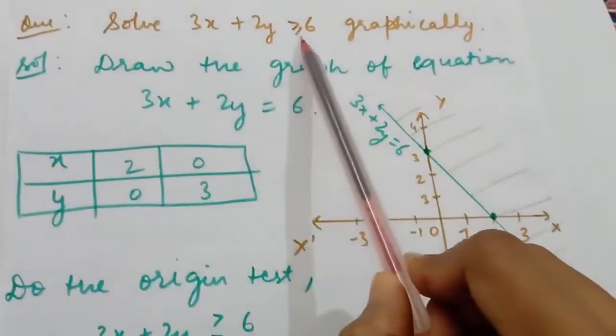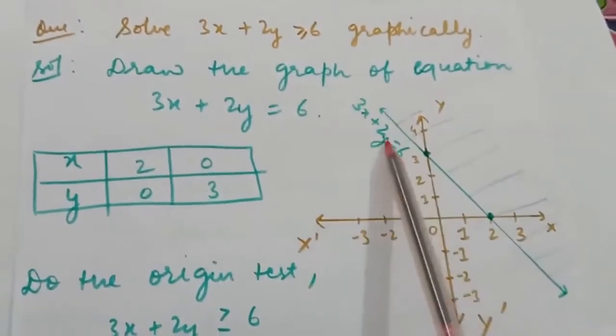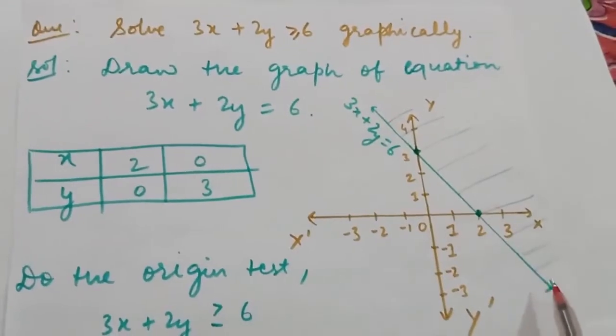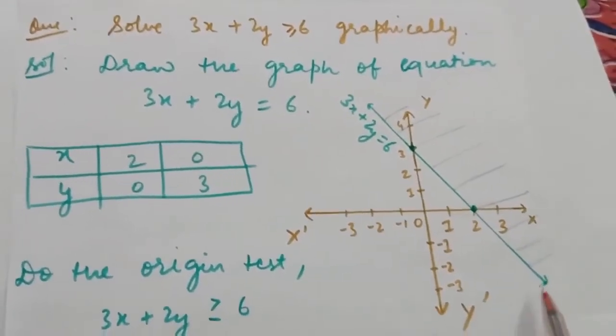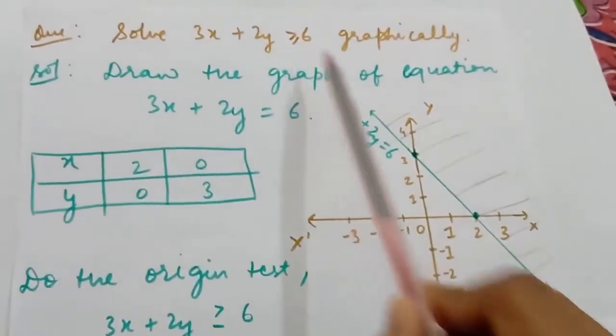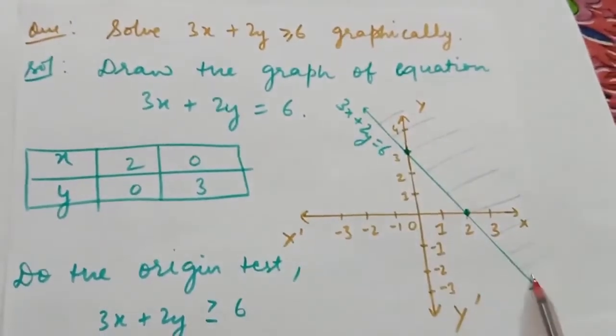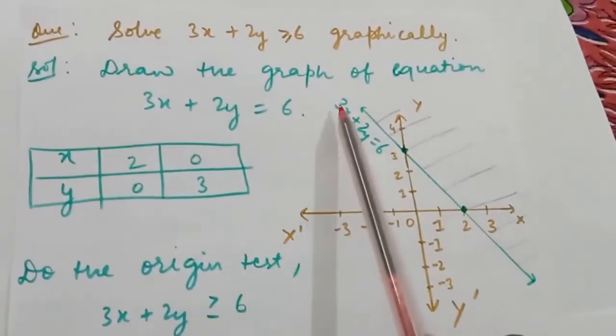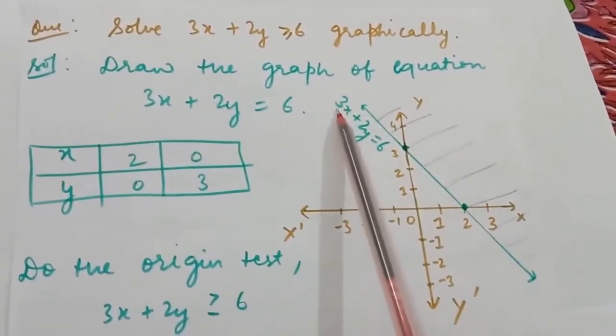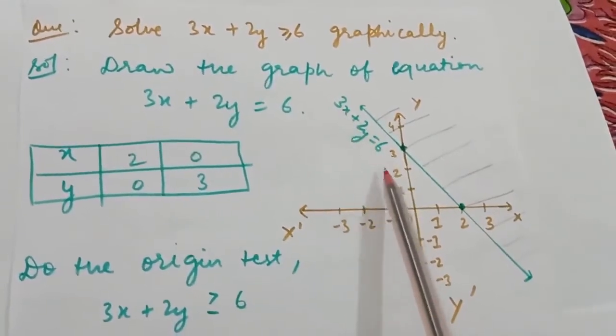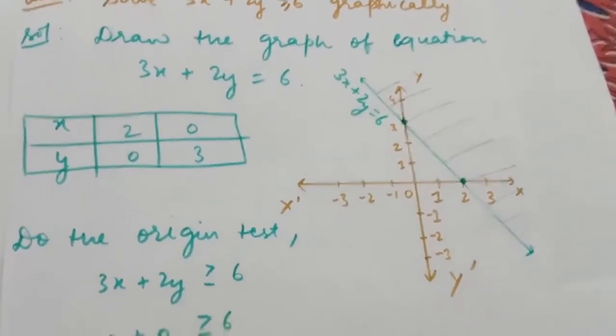Also you can see equality is there in the question. Therefore, draw the dark line. Otherwise we draw the dotted line. But now equality is there, so draw the dark line. This is the equation of the line 3x plus 2y equal to 6.